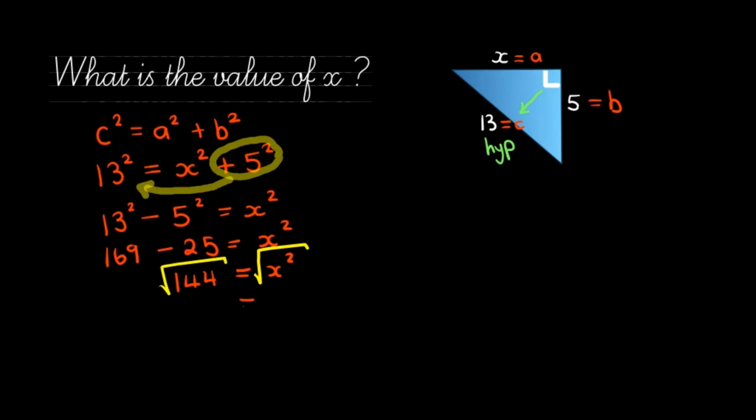So, X is squared. The opposite of squaring something is square rooting it. If we square root X squared, we get X. And what we do to the one side, we do to the other side. So we square root 144, and our answer is 12 units.